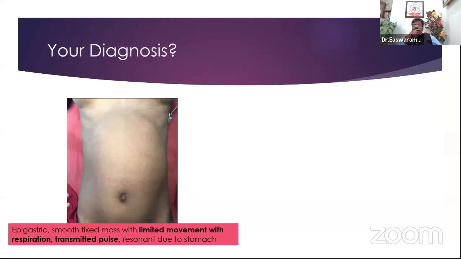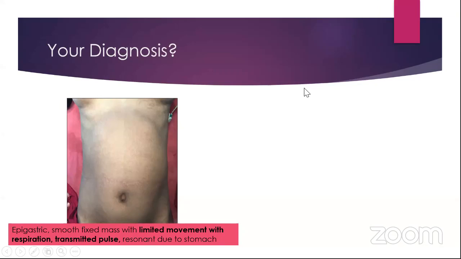Your diagnosis. Here, I have a 15-year-old boy who came after a month's history of trauma, and on clinical examination he was found to have a large epigastric smooth fixed mass with limited movement with respiration. Transmitted pulsation of the aorta can be perceived or seen on inspection, and it is resonant to percussion. These are all the findings. Can you guess the diagnosis? Anybody for that matter? Pseudocyst of pancreas. Melvin, why do you say pseudocyst?